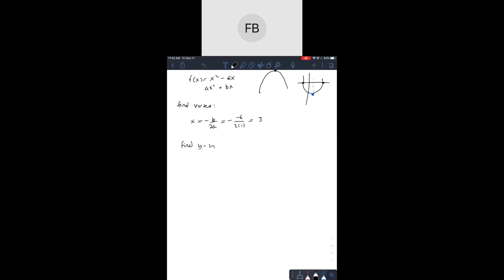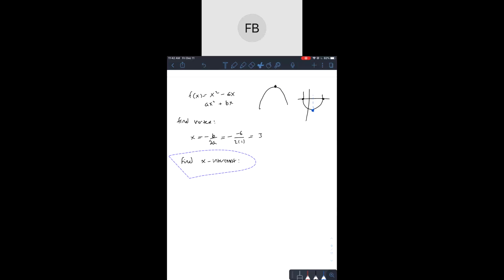And then he says find the x-intercept. But first, this is the x value of the vertex. When he says vertex, we actually want coordinates, so we need to find out the y value for that. That was not enough. Once we found the x value of the vertex, we need to find the y value.